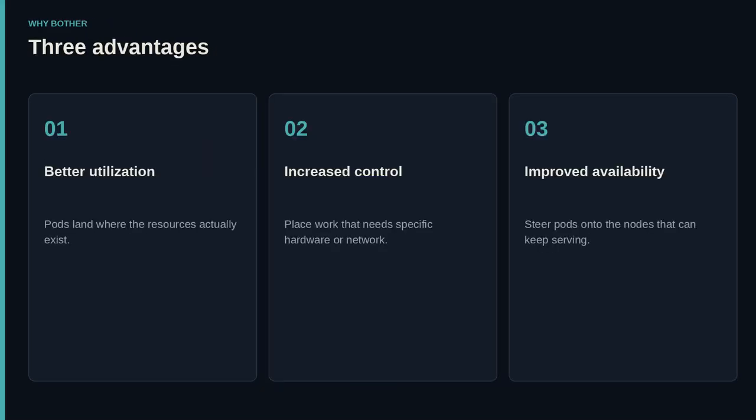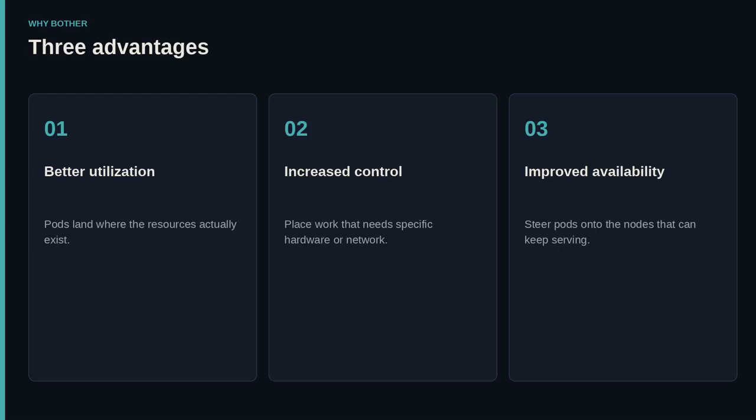The advantages are not abstract. Better resource utilization: pods land on nodes that actually have what they need, and application performance can improve. Increased control: administrators can place work that requires specific hardware or network resources instead of hoping the default scheduler notices. Improved availability: by steering pods onto particular nodes or groups of nodes, you can keep an application where it can survive and serve. Picture three outcomes: a machine learning trainer that always finds a GPU, a payment service that stays in the region the regulator requires, a cache that sits next to the disks it was sized for.